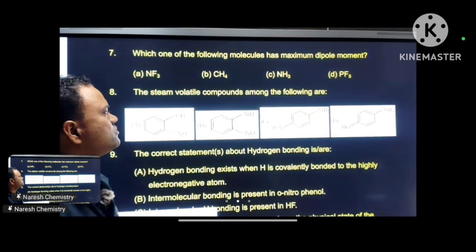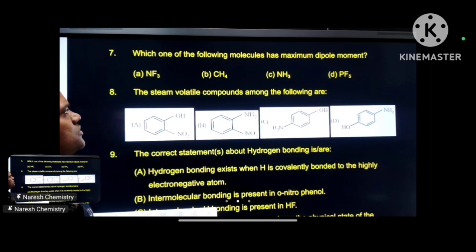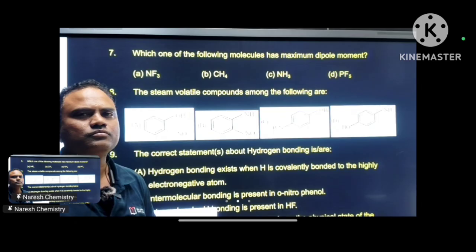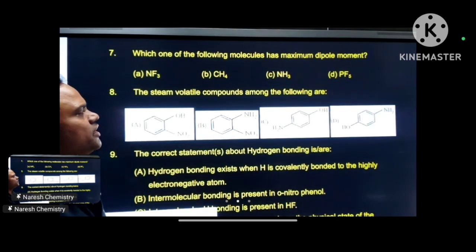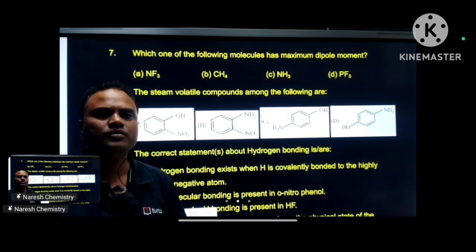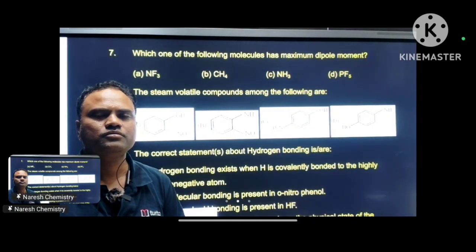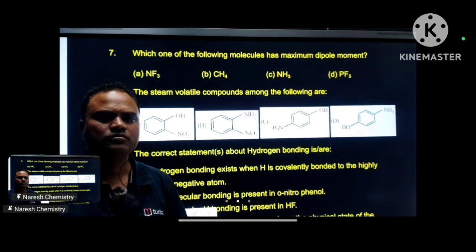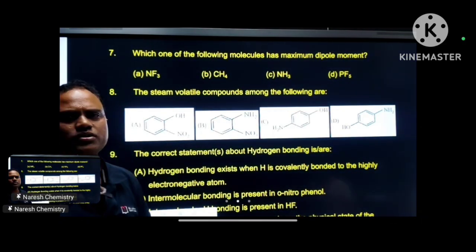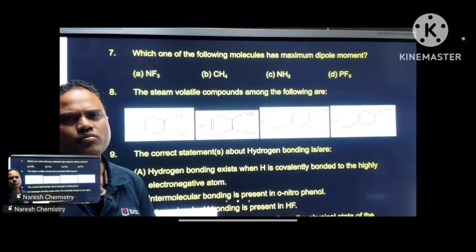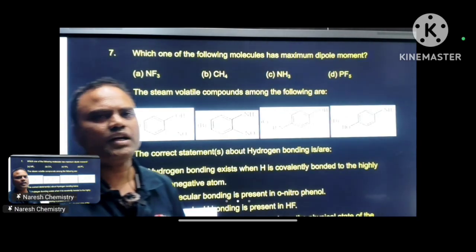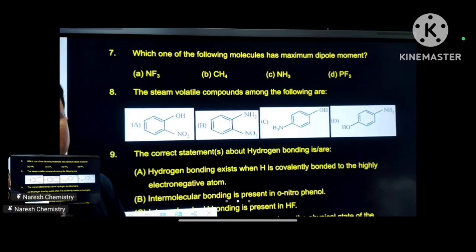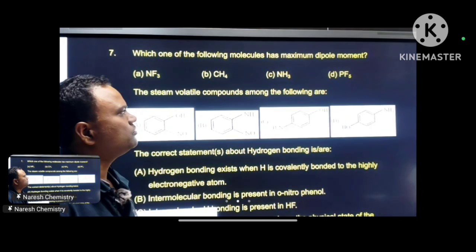Which of the following molecules have maximum dipole moment? First of all, tell me which is having zero dipole moment. Can you say which is having zero dipole moment? CH4, and another one also. CH4 is having tetrahedral structure, so zero dipole moment. Okay. Next, PF5.